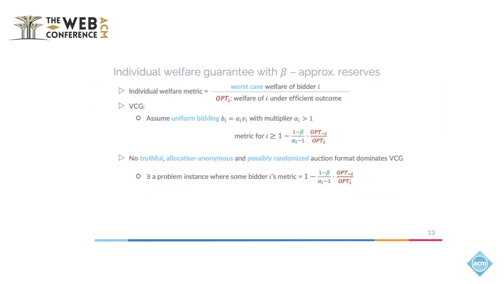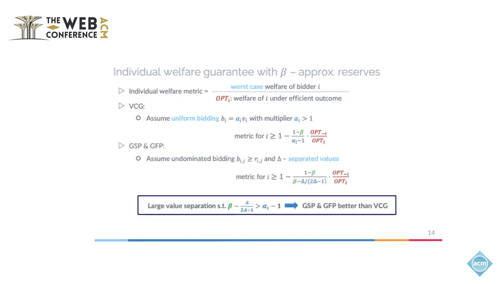We then further show that in the general class of auctions that are truthful, allocation anonymous, and even possibly randomized, no auction format can universally dominate VCG in terms of this individual welfare guarantee, because we can always find a problem instance in which there is a buyer whose metric exactly equals the welfare guarantee that we provided. And finally, we extend our results to generalized second price and generalized first price auctions, which are non-truthful auctions, and show a similar lower bound for our individual welfare metric, assuming a certain undominated bidding behavior, which means that bidders always bid above their reserve prices. Finally, we can compare these parameters and figure out whether VCG is better than GSP or GFP in different market scenarios.